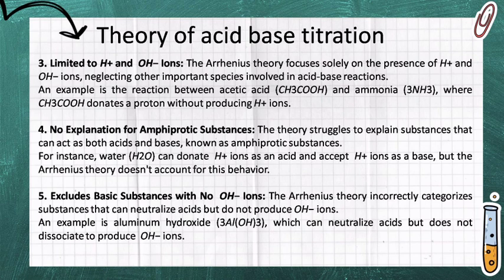Fifth, excludes basic substances with no OH- ions. The Arrhenius theory incorrectly categorizes substances that can neutralize acids but do not produce OH- ions. An example is aluminum hydroxide, Al(OH)3, which can neutralize acids but does not dissociate to produce OH- ions.